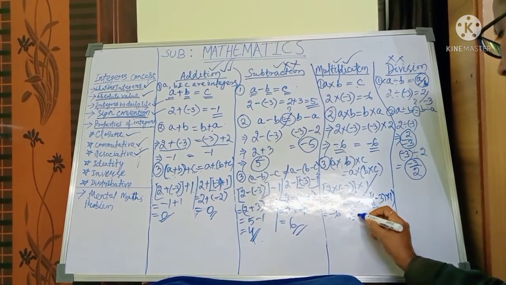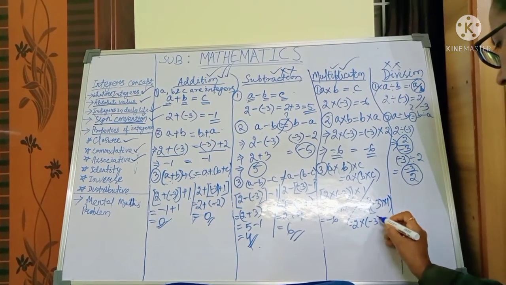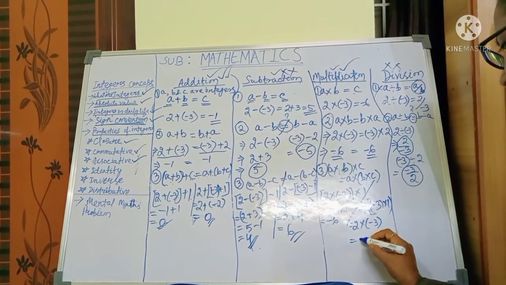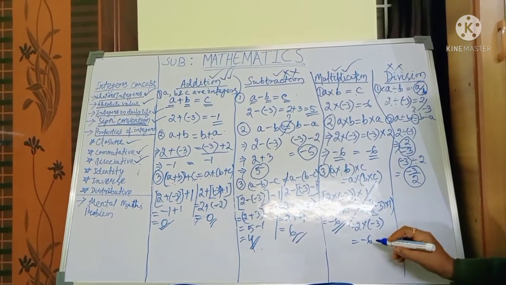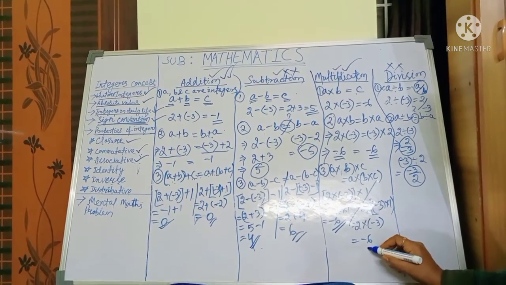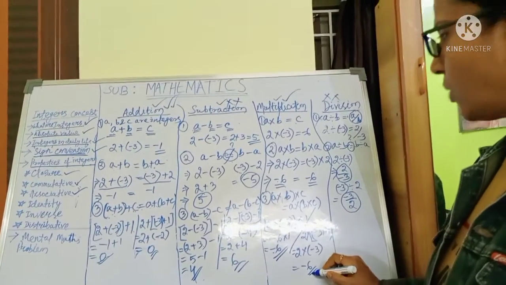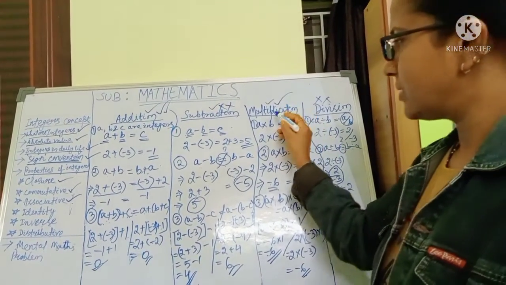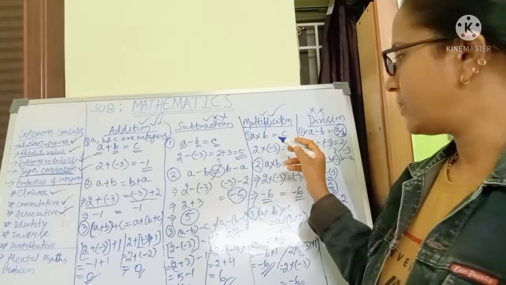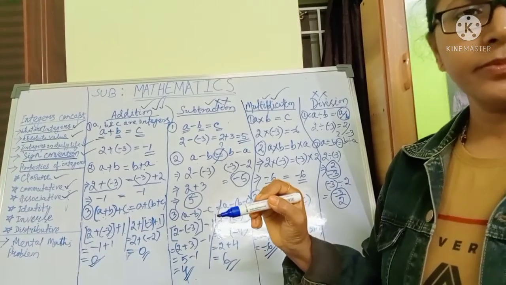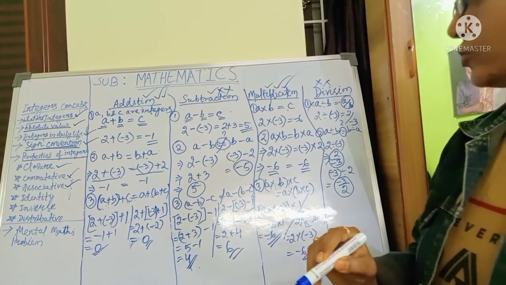So now 2 into minus 3 into 1 is minus 3. So 2 into minus 3 is nothing but minus 6. So in the left hand side we got minus 6 and in the right hand side we are getting minus 6. So both are equal. So in the multiplication this associative property can apply. So this multiplication associative is true.